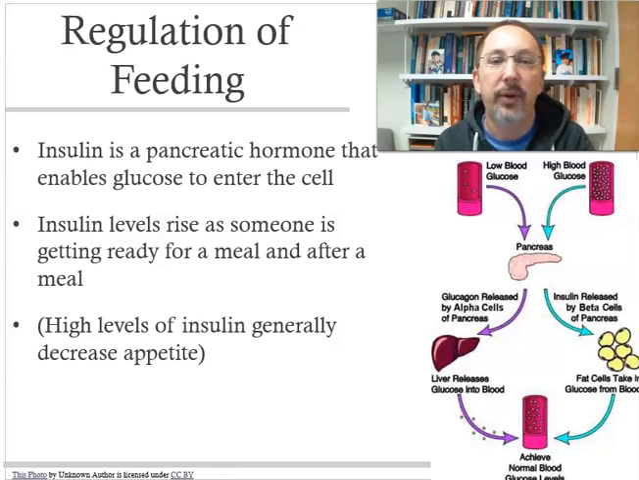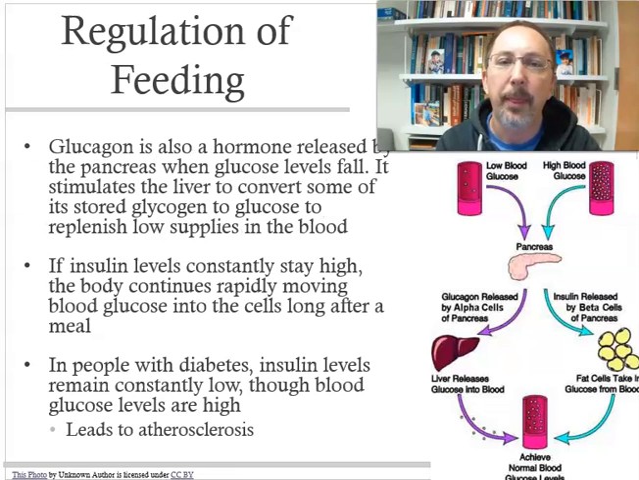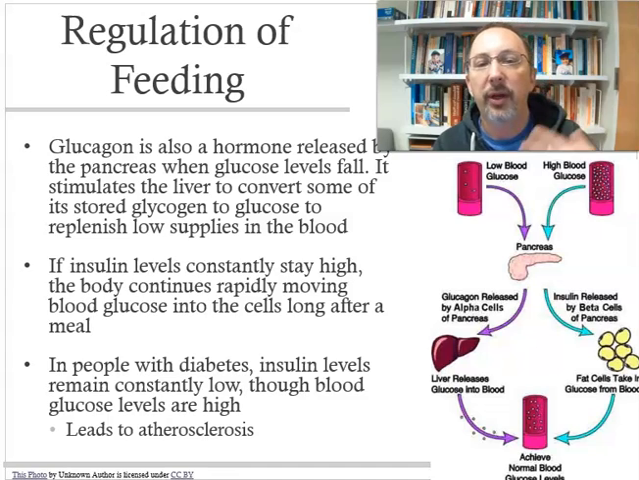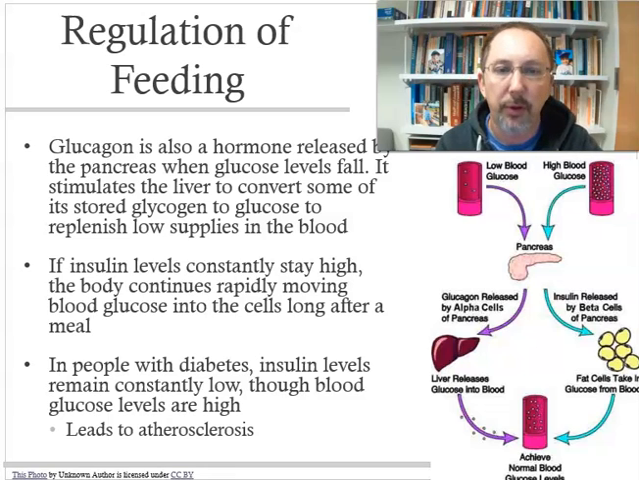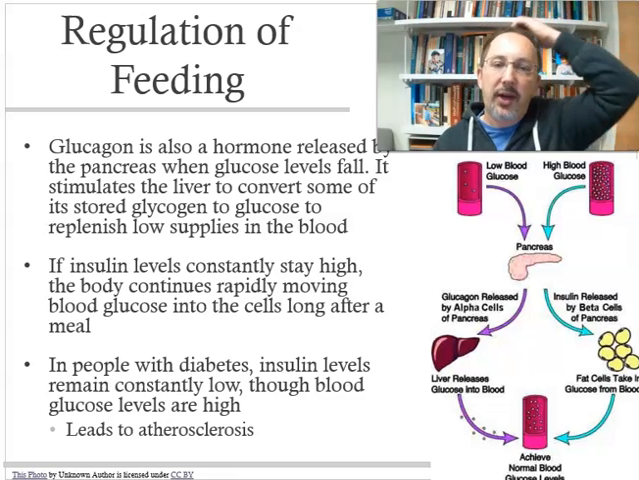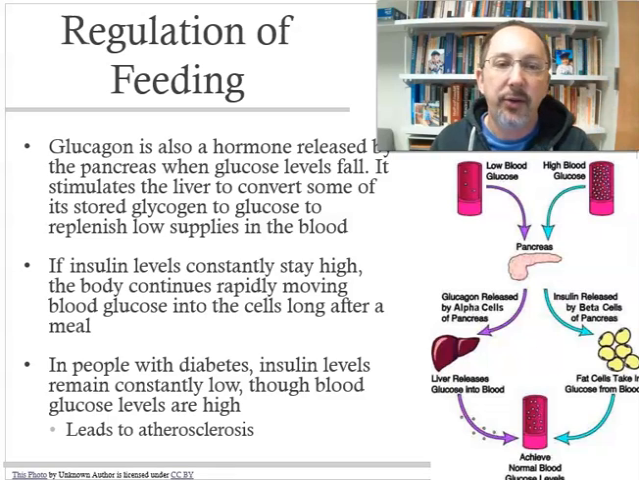It kind of starts pulling the rest out. High levels of insulin, however, generally decrease appetite. Glucagon is released by the pancreas when glucose levels fall. It stimulates the liver to convert some of its stored supplies into the glucose in the blood. And if insulin stays constantly high, the body continues rapidly moving the blood glucose into the cells long after a meal. In people with diabetes, for instance, insulin levels remain constantly low. The blood glucose levels are high.